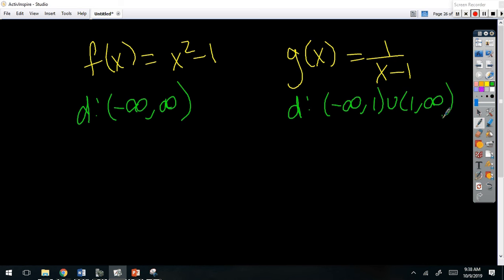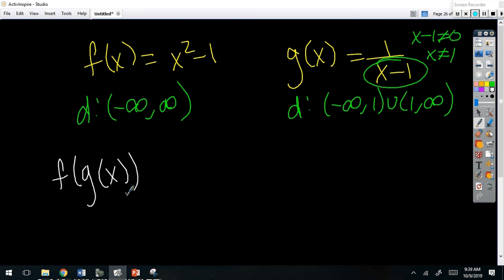I had to leave 1 out. I had to take that one out of the domain. This x minus 1 can't be 0. So that means that x can't be 1. Because that would make the bottom 0. That's why I left 1 out. No, only the bottom. Find this and we'll be done.